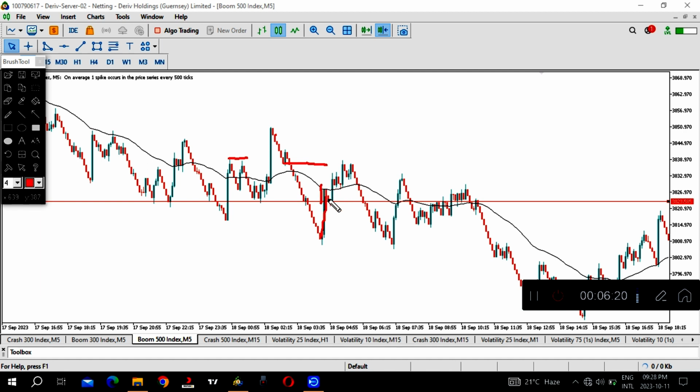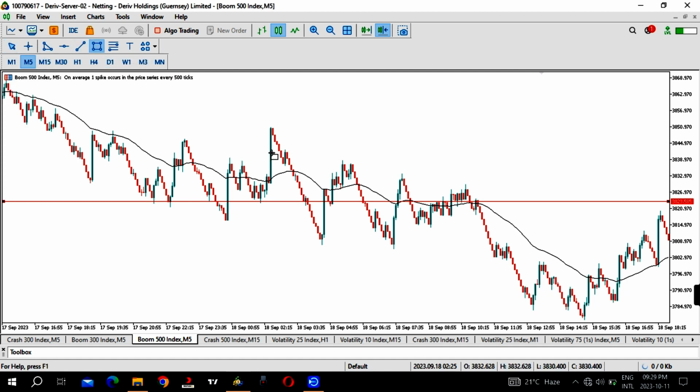Though we could have entered over here, it kept on breaking that level, right? So the next green candle that we'll be looking for is this green candle over here. That's what we'll be marking as our order block. So that's what I meant by an order block. We just mark this order block from the highest point to the lowest point, then you drag it to the right.